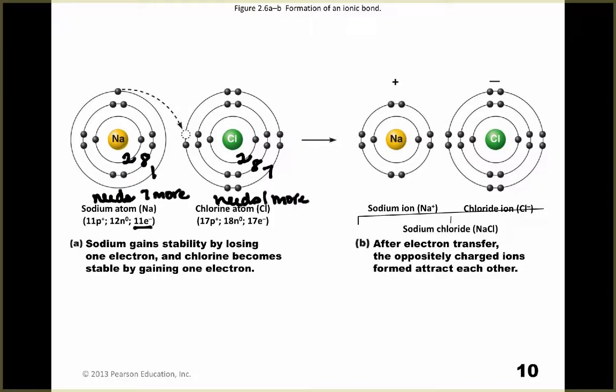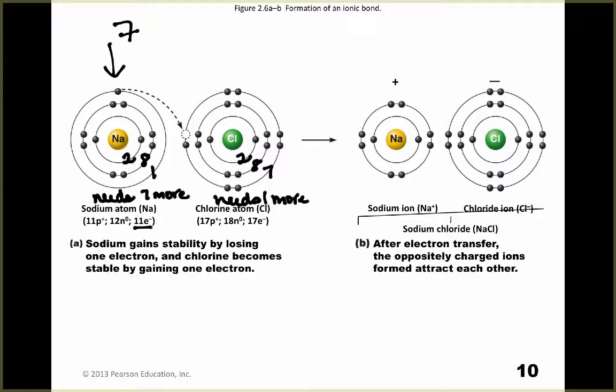Now, if you look at this, in order for sodium to be stable, it needs 7. How hard is it for you to find 7 friends to go to the movies with? For me, it's darn near impossible. So look at what can happen here.